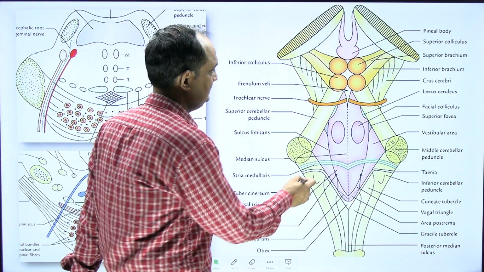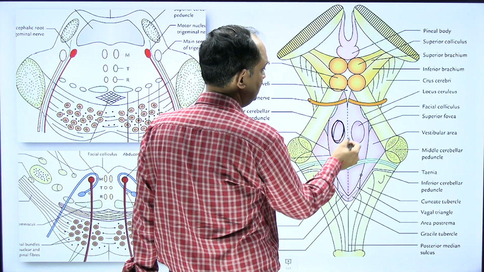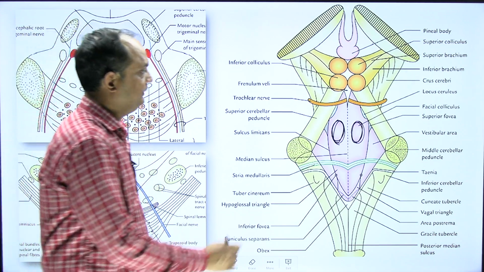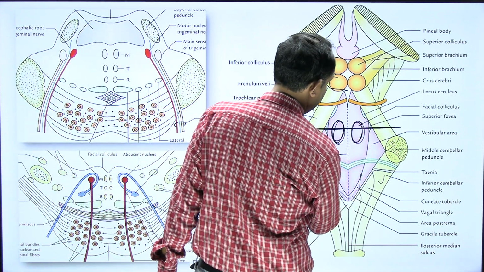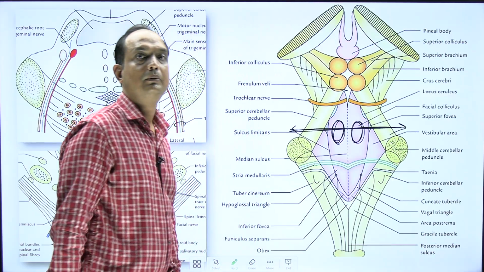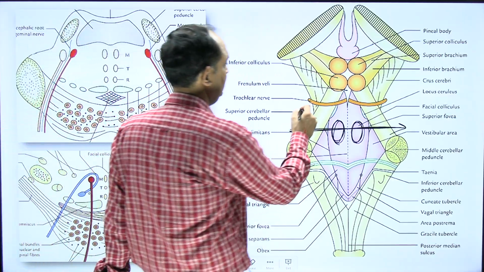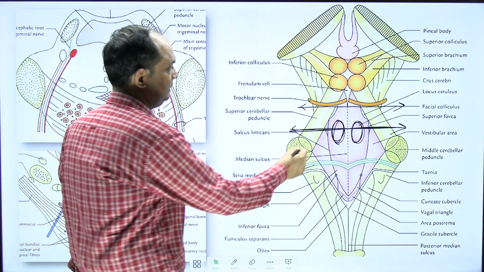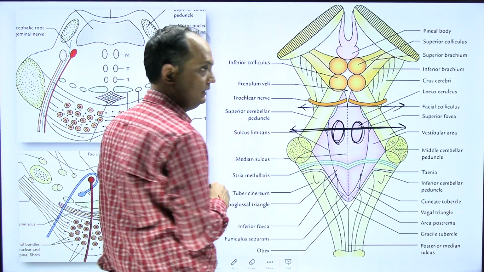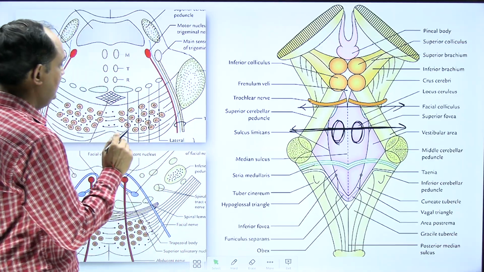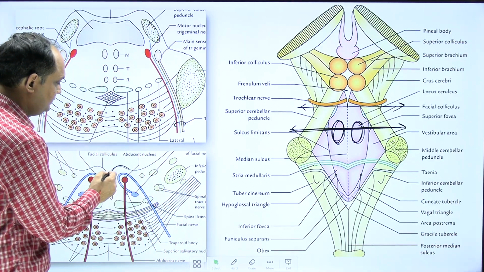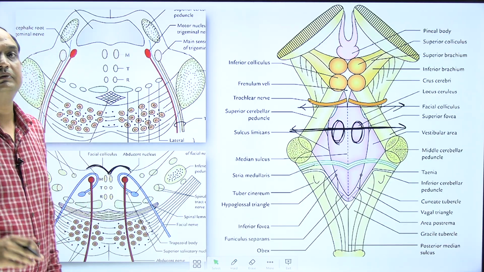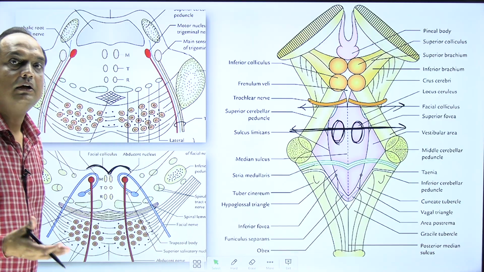Now here you can see that these are the facial colliculi, which are a prominent feature of the floor of the fourth ventricle. So when I am drawing the section at this level, I am talking about the lower part of the pons. When I am taking the section at this level, I am talking about the upper part of the pons. So when you are drawing the section at the facial colliculus, that means the lower pons, you have to draw the facial colliculus. And I told you that the facial colliculus is formed because of the internal genu fibers of the facial nerve.